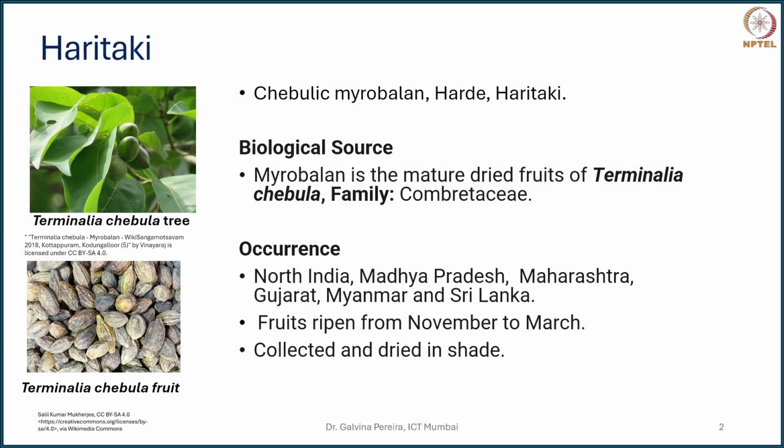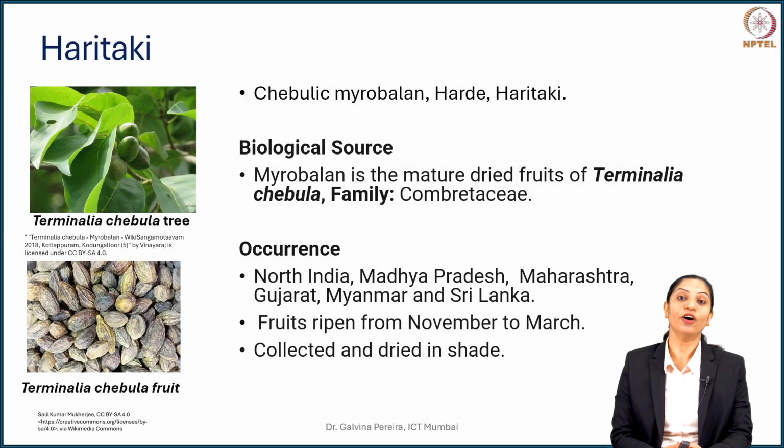So what is this drug? Terminalia chebula, often referred to as chebulic myrobalan, Harde or Haritaki, is an ingredient of Triphala, which are three fruits, principally Harda, Behda and Amla. Of that, Harda comes from this Harde fruit, which is actually obtained from the dried ripe fruits of Terminalia chebula, which is a Combretaceae family member.